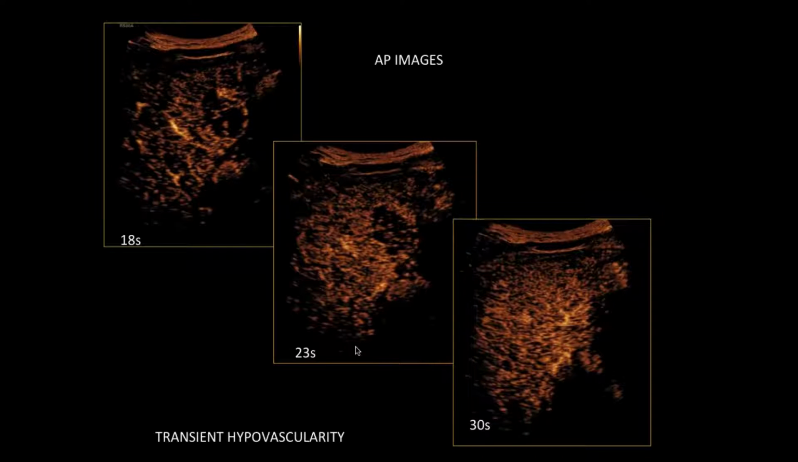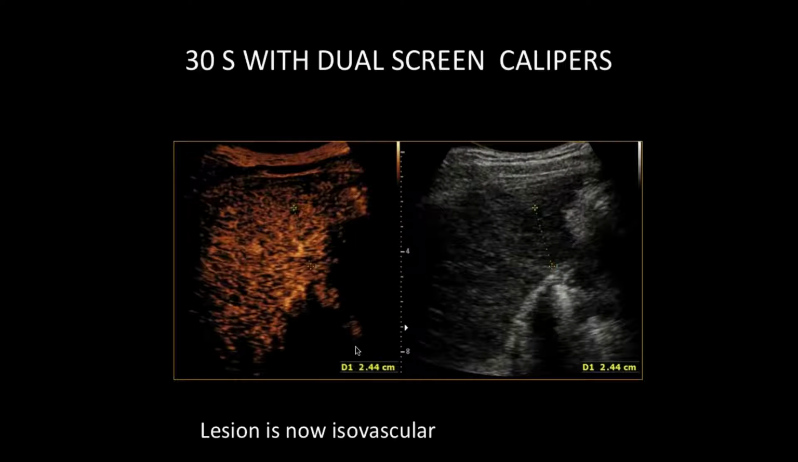And then at 30 seconds, we can see that the nodule has become isovascular. We no longer detect the nodule. Looking at the 30-second image, including the dual screen and placement of the calipers for localization of the nodule, we can confirm that definitely this is isovascular at 30 seconds.